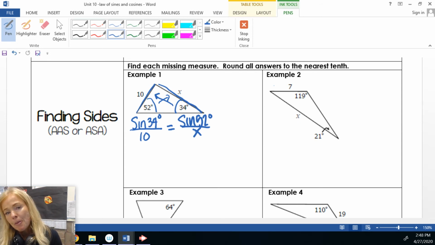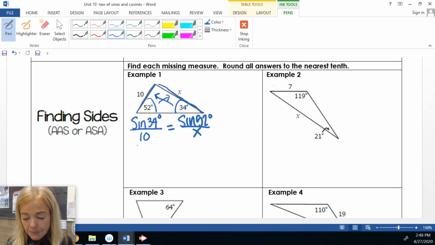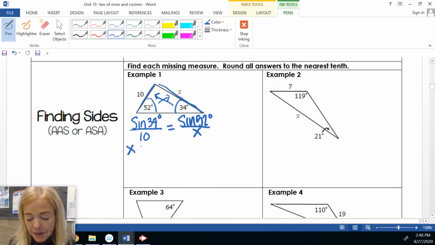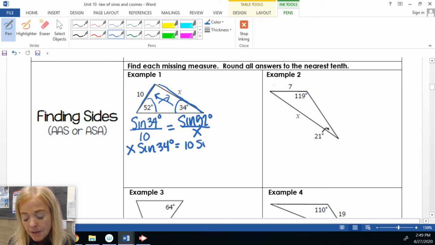Now, always remember, sine 34 or sine of anything is a number. It's just a number. It's a decimal, it's an irrational number, but it's just a number. And same with sine 52, it's just a number. So when you look at that, don't think it's a bunch of variables because it looks like it. It's not, it's just numbers. But you can cross multiply. So you have x times the sine of 34 is equal to 10 times the sine of 52.